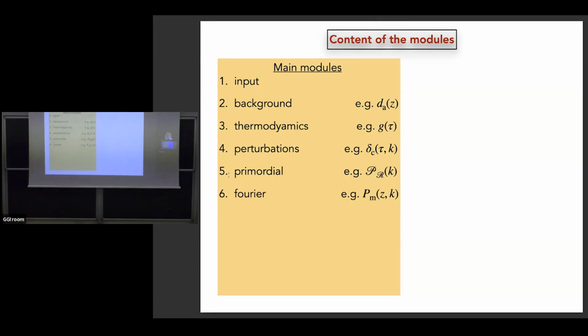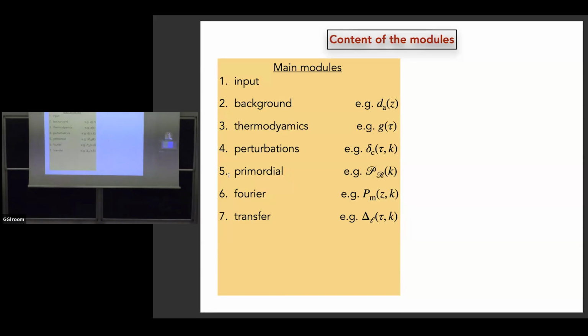The Fourier module takes information on the transfer function and on the primordial perturbation and assembles them to form all the observables which are defined in Fourier space, and in particular, the matter power spectrum. But for instance, sigma 8 can be computed also at this stage. Some observables require more steps. They require going to harmonic space, and this is why there is a transfer module. And the transfer module computes all the transfer functions that depend on a multipole L.